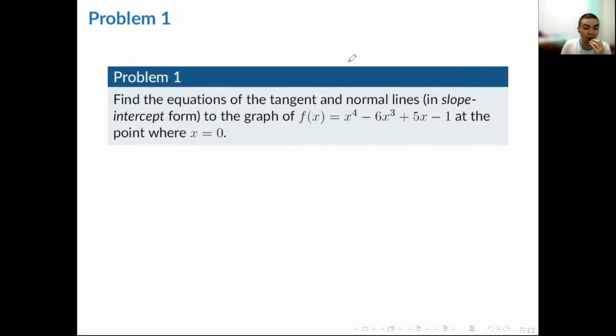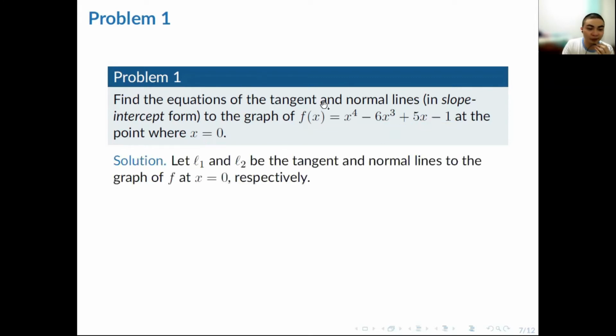Ayan, so we have prepared 3 problems for you, and the first one is on tangent and normal lines. Find the equations of the tangent and normal lines in slope-intercept form to the graph of this function at the point where x equals 0. So iset muna natin yung line. Let L sub 1 and L sub 2 be the tangent and normal lines to the graph of f at x equals 0 respectively.